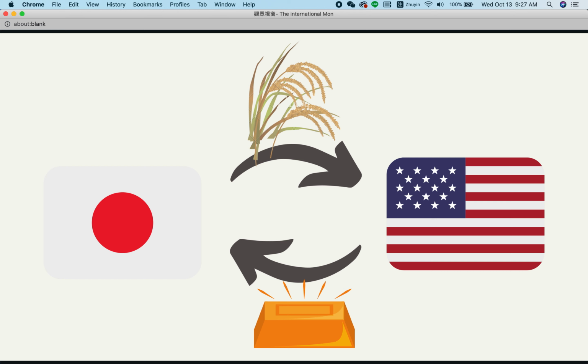Today we look at the international monetary system and its role in determining exchange rates. This chapter is about the fixed exchange rate, the floating exchange rate, and what the IMF is. How does the IMF operate in the international monetary system?